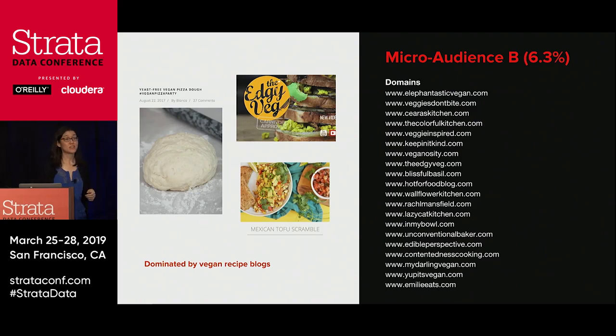The second group is purely vegans trying to figure out how to be vegans. It's all vegan recipe blogs, and every single one is specifically a vegan recipe blog. These are people who say, I am vegan or I want to be vegan. What do I eat? How do I eat it? And they're on the internet trying to figure that out. There's food here and it's starting to look a little bit better, right?